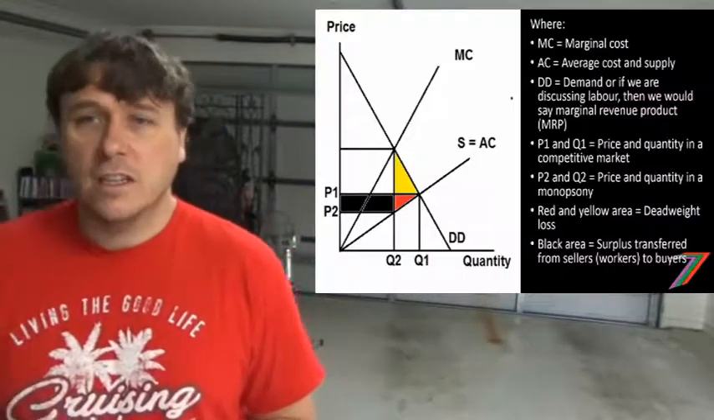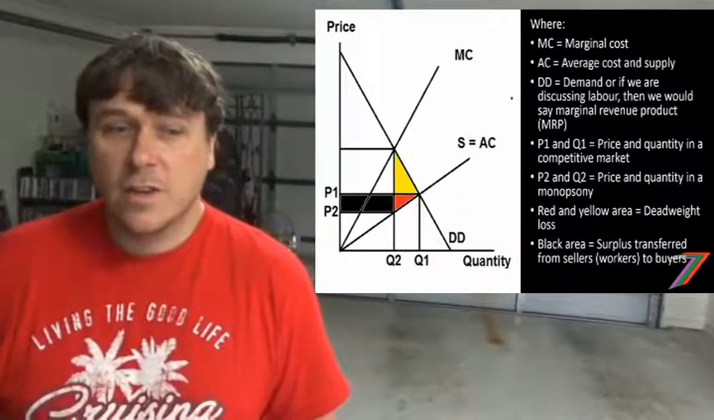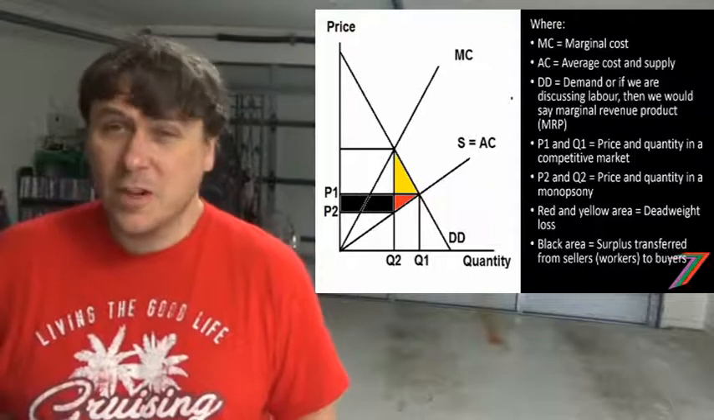Okay, so let's look at this in terms of our graphs. We love our graphs, us economists. So we've got a graph here, somewhat similar to what I've been showing you with the other market structures.